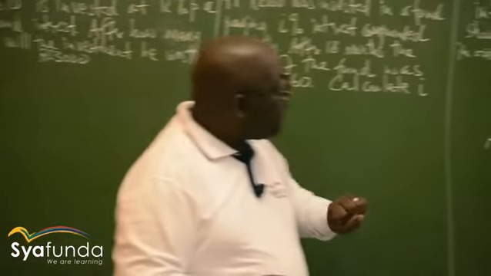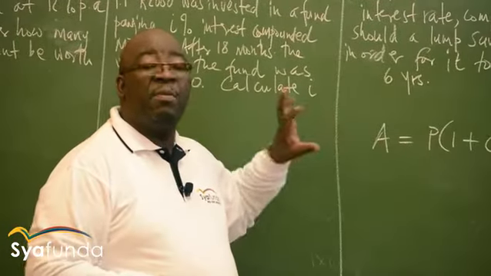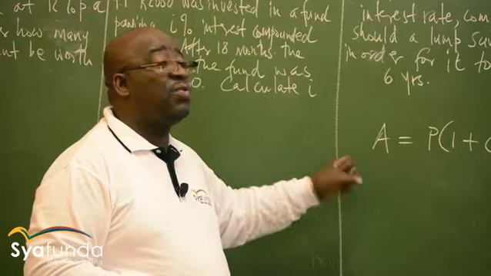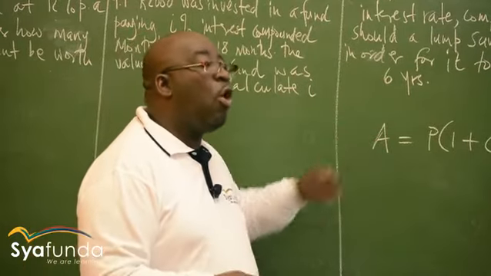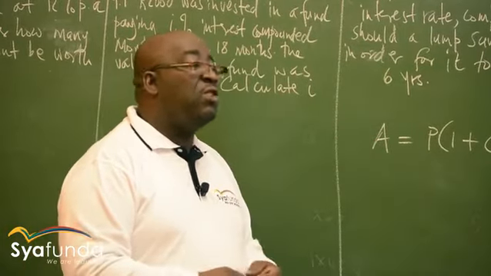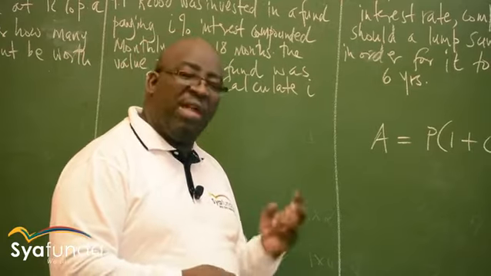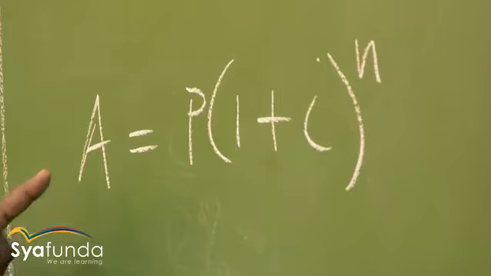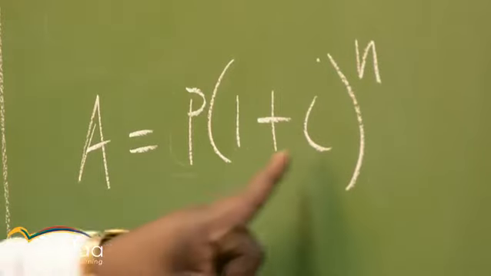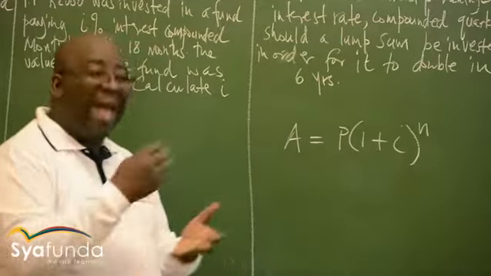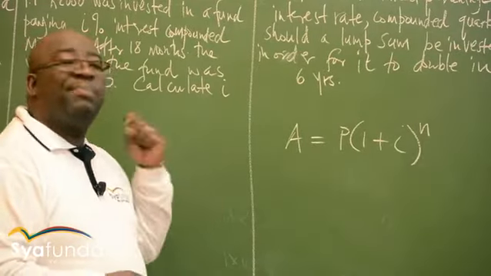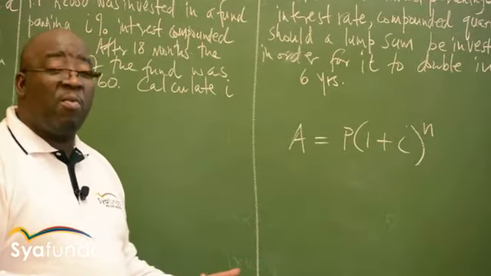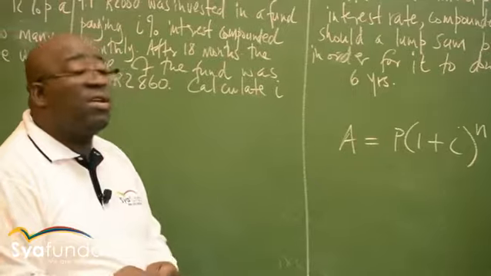Guys, let's look here. In most cases, I always advise young learners when they do this section, make sure that you always collect the data first so that we can know what we have and we should know what we don't have. In most cases, you can either be asked to find A or P or i or n. So you have the other variables except one. Then you need to manipulate your formula until you come to the one that you are looking for.